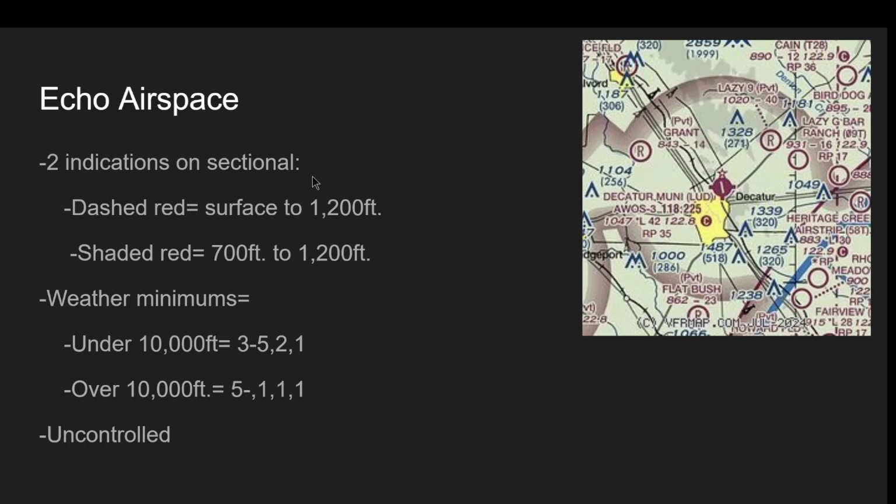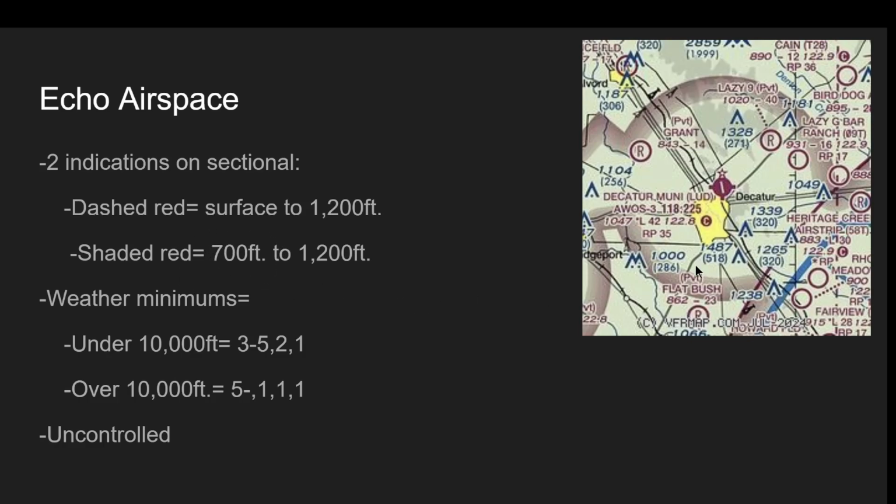So there are two indications on the sectional. You've got your dashed red, which is surface to 1,200, and you've got your shaded red, which is 700 to 1,200. This is your shaded red. You will rarely see a dashed red. I've yet to see a dashed red, but you will see a lot of these shaded red, right? That is important. So we know that we have to know this because under 700 feet is technically Golf airspace, which is what we're going to get into next.